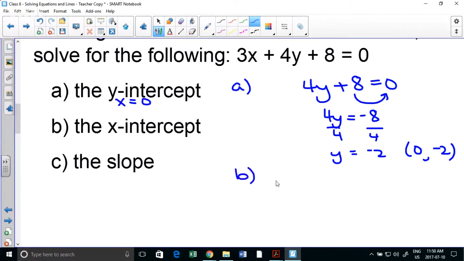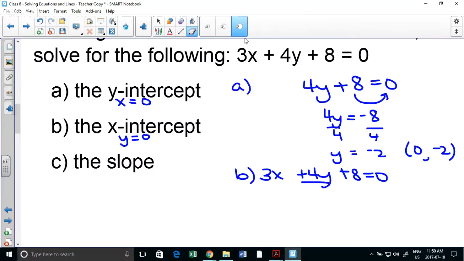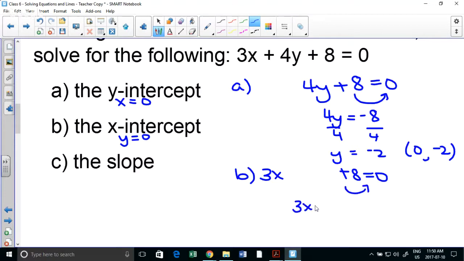B is the same thing. So for the x-intercept, this means y is 0. So I have 3x plus 4y plus 8 equals 0. If y is 0, this term disappears, meaning that I could just erase it. And now I'm solving this equation. So this moves over, and I divide by 3, giving me x is negative 8 over 3, which is a point on my line.